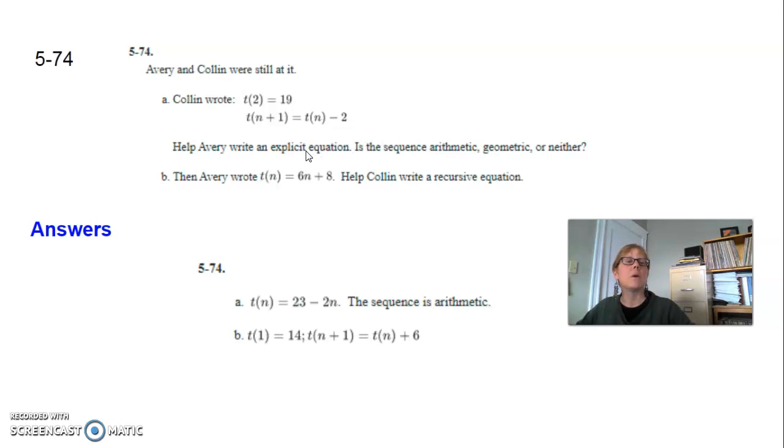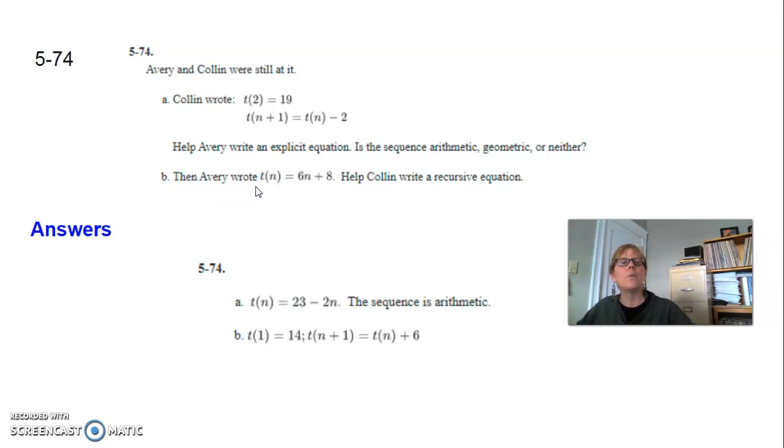It says to help Avery write an explicit equation. So right here, this 23, that's t of 0. That's going to be the y-intercept. So they wrote it kind of backwards. I wrote mine as -2n plus 23. Slope is -2. All right. But anyway, they wrote it as t of n is equal to 23 minus 2n. It's an arithmetic sequence because you add -2 each time.